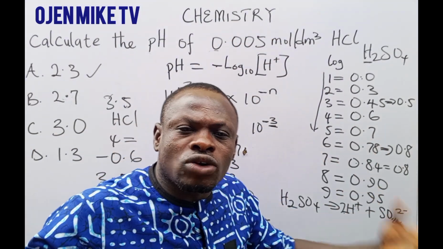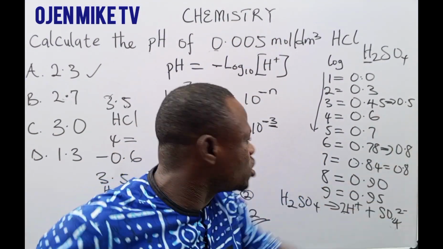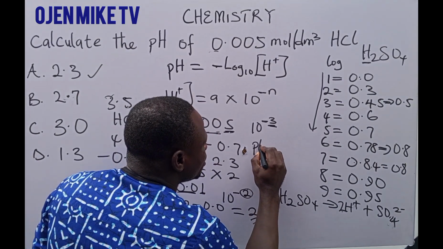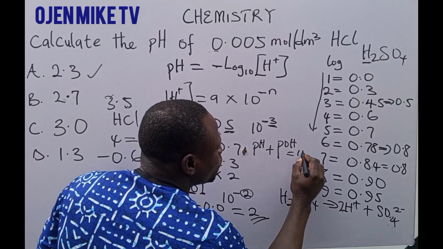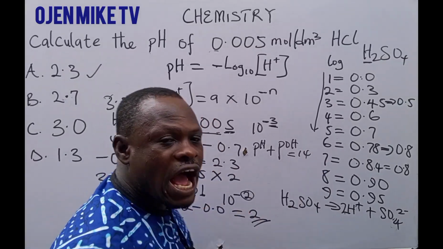If you are now asked to calculate pOH when pH is given, pH plus pOH is equal to 14. Take this one to this side and get your answer.